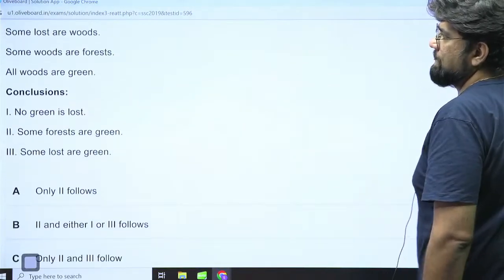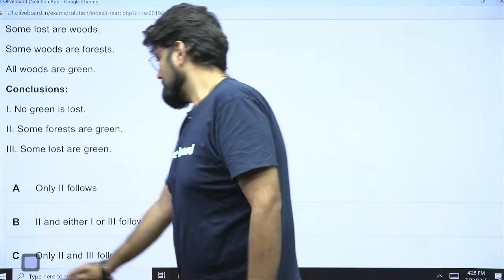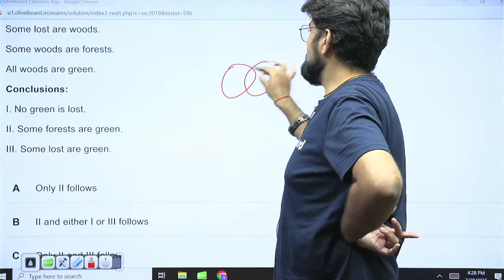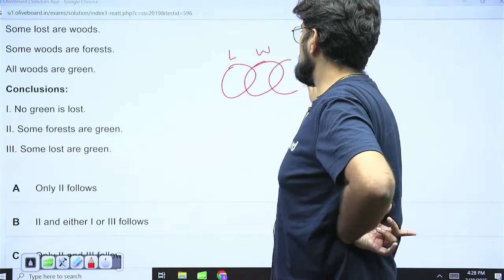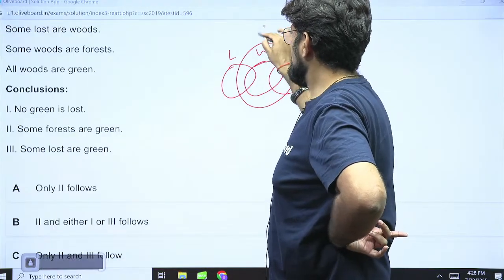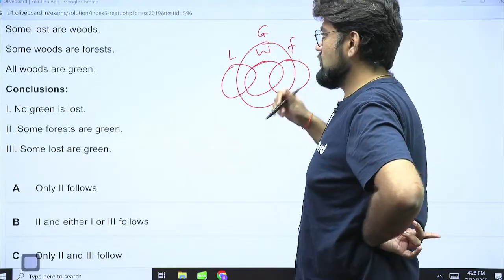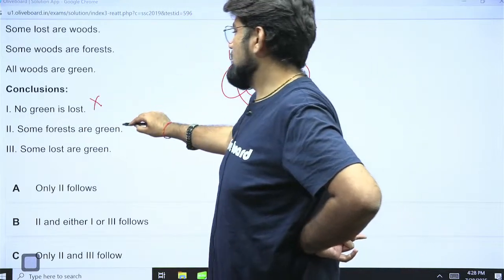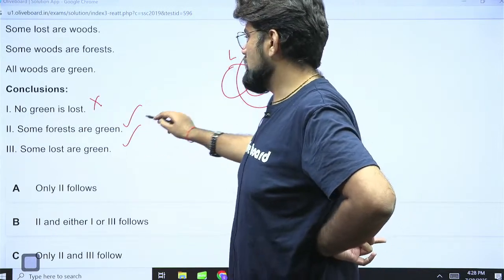Syllogism again. Some lost are woods. Some woods are forests. All woods are green. No green is lost. I cannot say that. Some forests are green. Absolutely right. Some lost are green. Absolutely right. Only 2 and 3 follow.